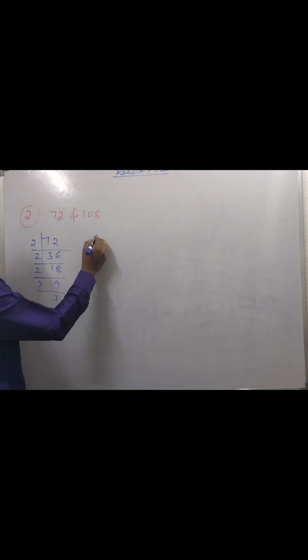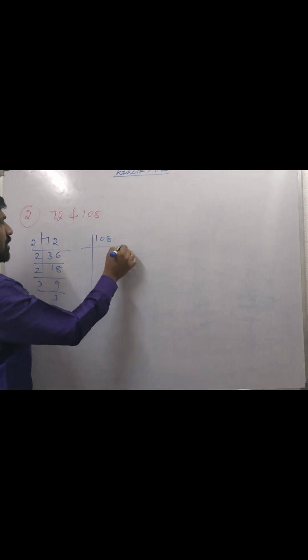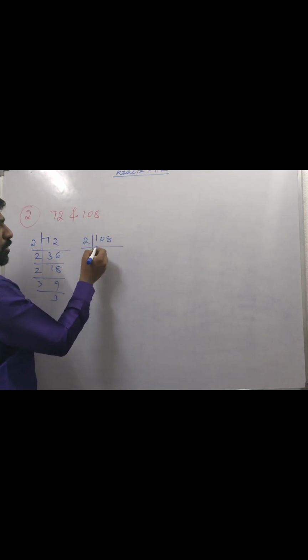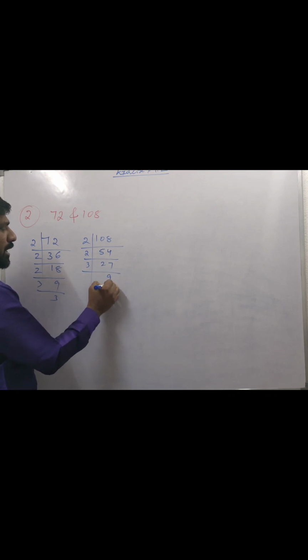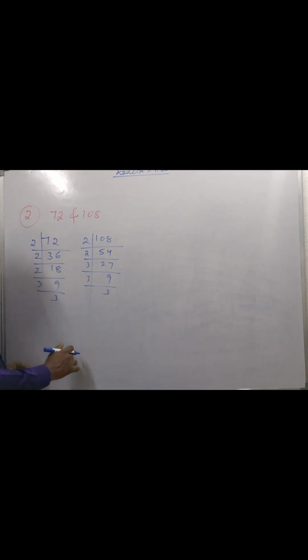So next, 108. 108 also the same. It goes in the 2 table. 2 5s are 10, 2 4s are 8, 2 2s are 4, 2 7s are 14. Again it goes in the 3 table. 3 9s are 27, 3 3s are 9. So now 72 can be written in exponential form as 2 cube into 3 square, and 108 in exponential form is 2 square into 3 cube, right?